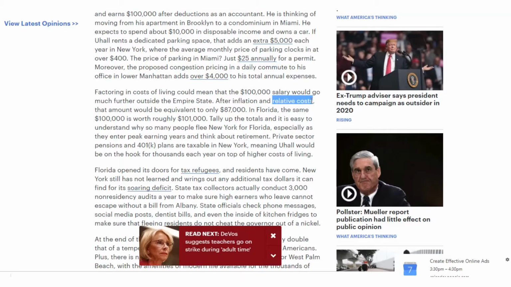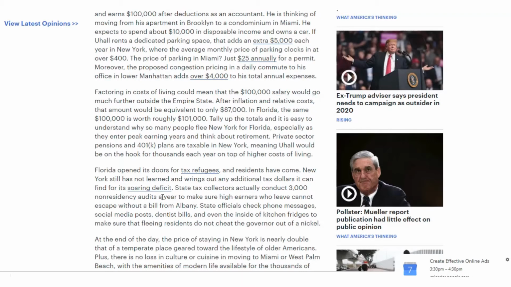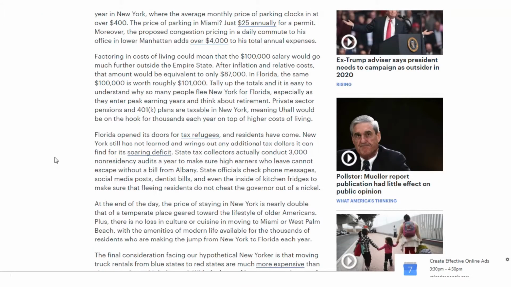So it illustrates federalism because Florida and New York are both sovereign states, and they can decide for themselves the kind of policies they want to pursue. And the leadership and the people of Florida have decided one course of action with respect to taxes and regulations and all that kind of other stuff.